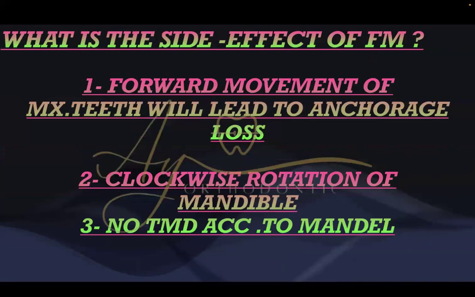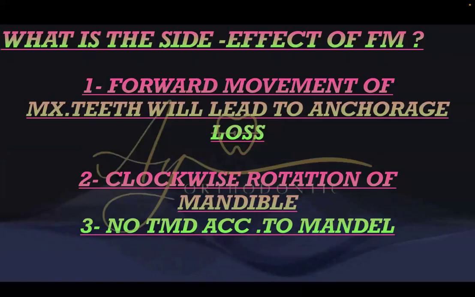So now for Layla, could you please tell me what is the effect of face mask? Okay, so we have 3 effects: skeletal, dental, and soft tissue. Skeletal, there will be anteroposterior and vertical. We have a forward movement of the maxilla, backward movement of the mandible, clockwise rotation, downward and backward, and increase in the lower anterior facial height.